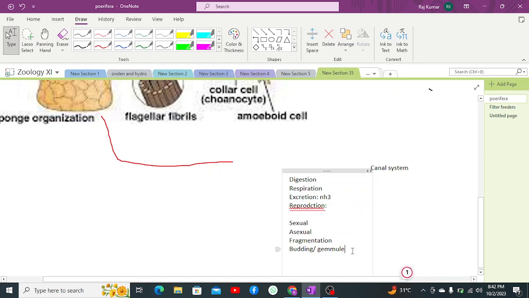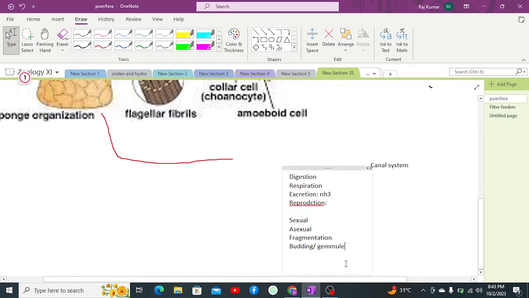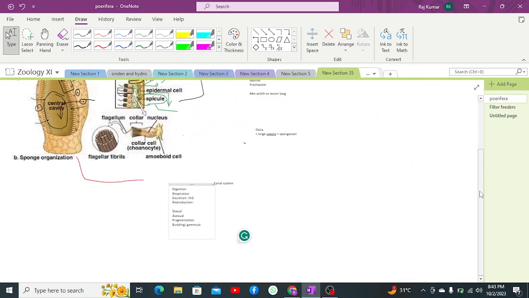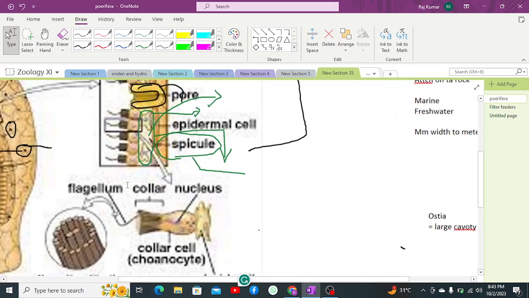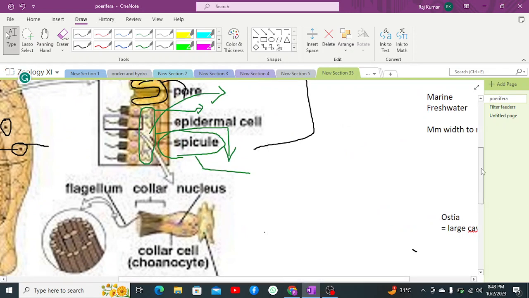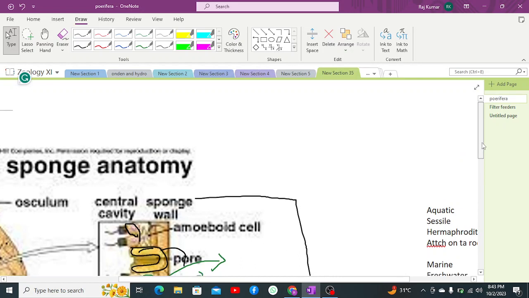Budding and gemmule formation occurs in such a manner that here, as we know, the sponge contains archaeocytes or totipotent cells. These archaeocytes or totipotent cells are basically amoebocytes, which are capable of giving rise to a complete organism. So, in the mesoglea, mesohyl, the archaeocytes form a network.